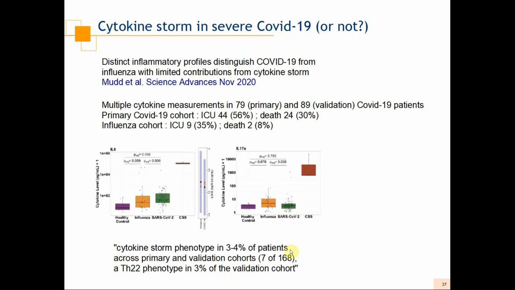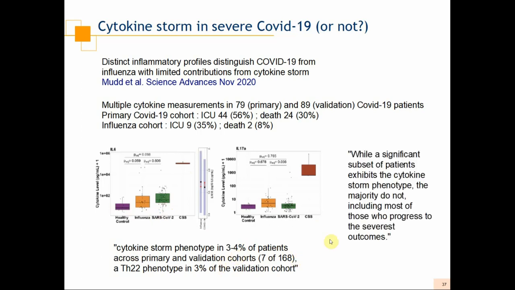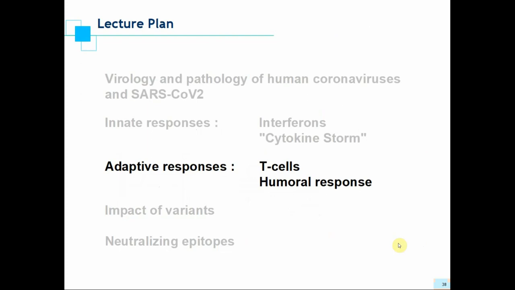So the conclusion of this article was that the cytokine storm phenotype, you can find it, but it's in 3 to 4% of patients, and it's not really the thing that explains all of these critical COVID-19 cases. So cytokine storm exists, but it's a subgroup of patients. It's not all of the critical patients. 3 to 4%, I think, is a reasonable estimate.